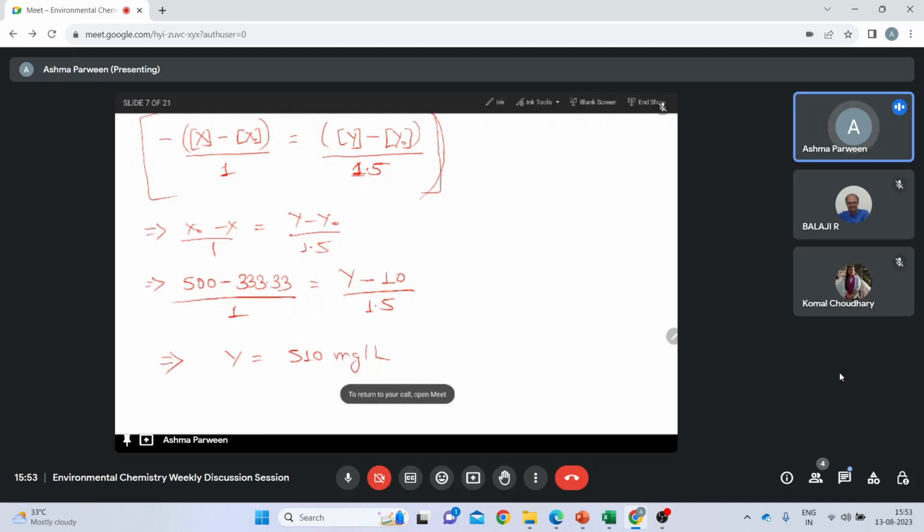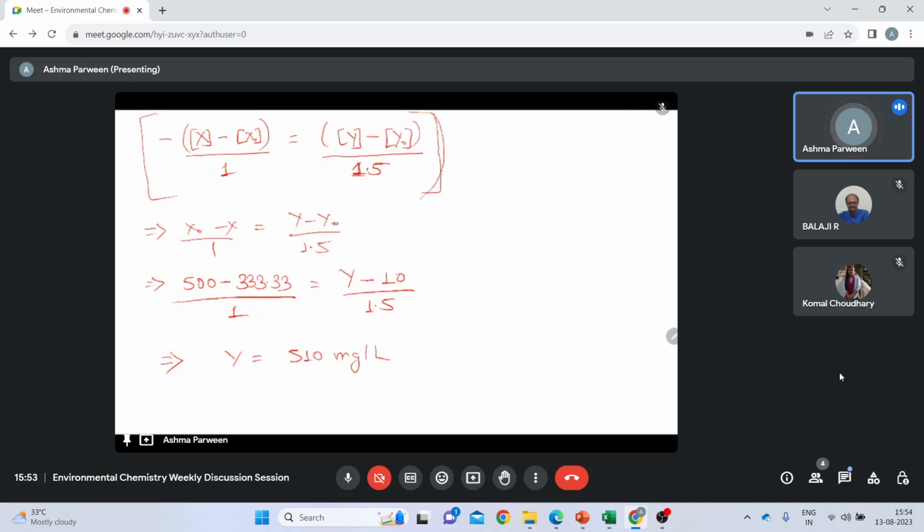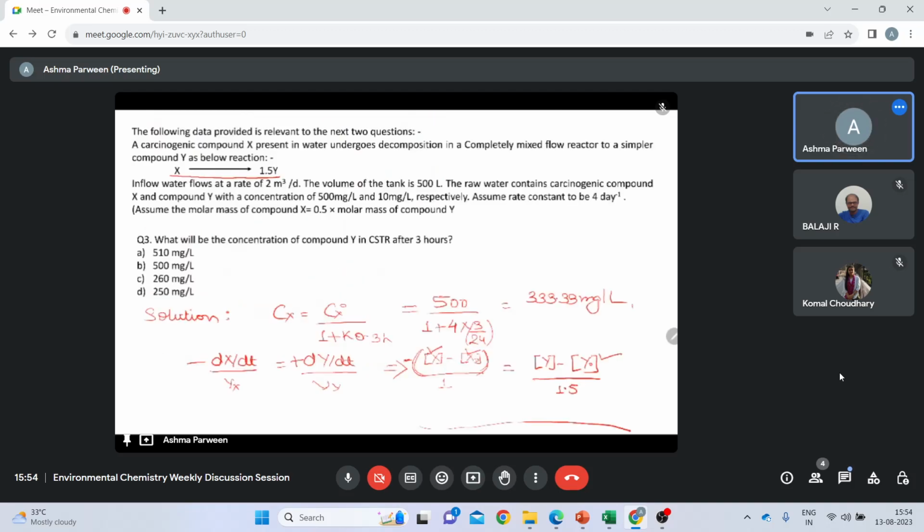So one thing I forgot to mention, that these concentrations we have to take in moles per liter, not in milligrams per liter, because this ratio is based on the molar concentration. So whatever concentration we have been given, we have to convert into moles per liter. In the question, it was mentioned that the molar mass of compound X is 0.5 times the molar mass of compound Y.